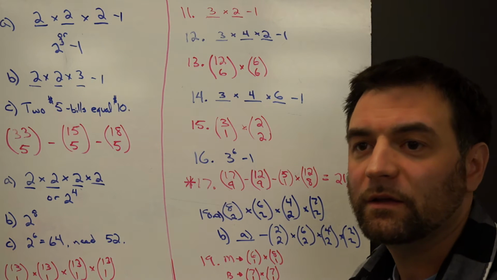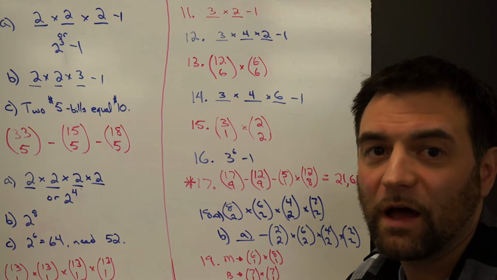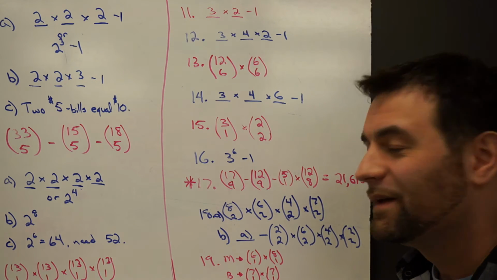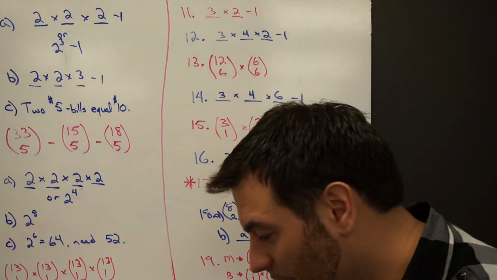Number 17, to note here, there's an asterisk beside it because there is a mistake in the back of the book. The answer in the back of the book is incorrect. I don't even know how they got at it, or what numbers worked out to that.